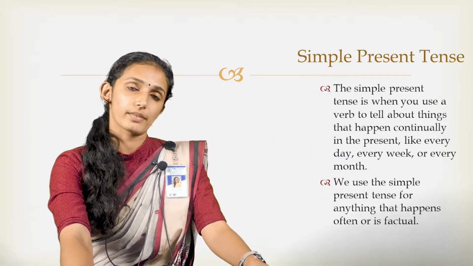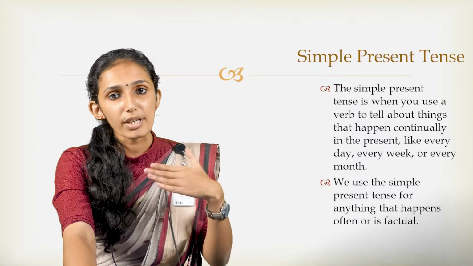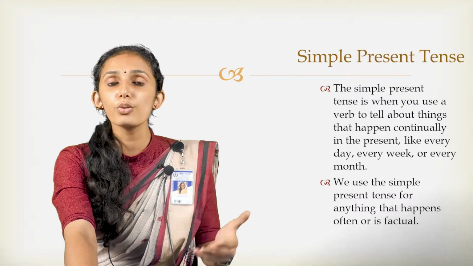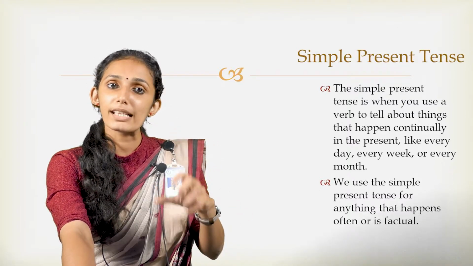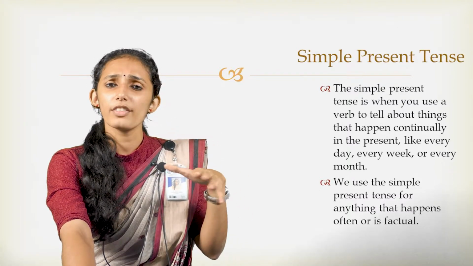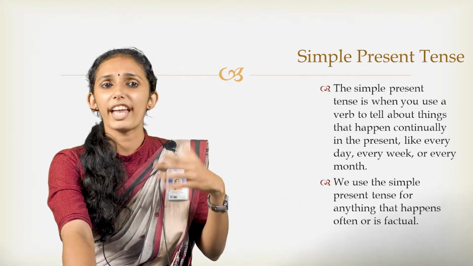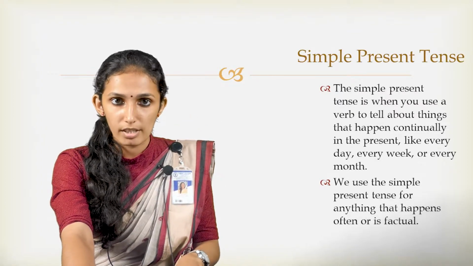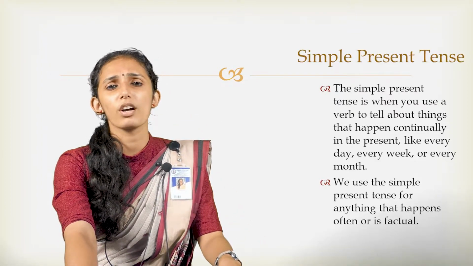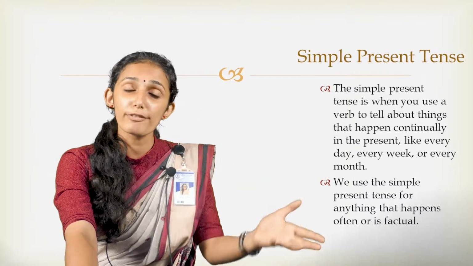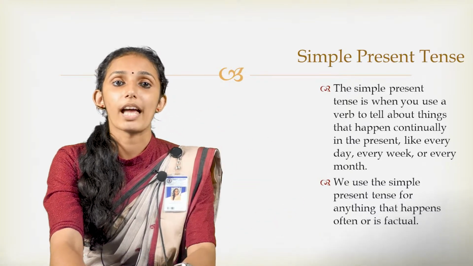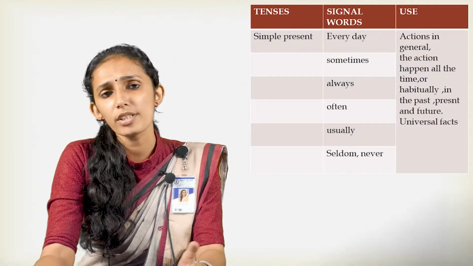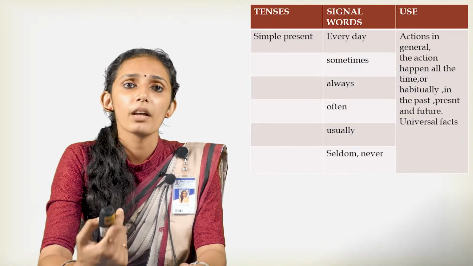Simple present tense. The simple present tense is when you use a verb to tell about things that happen continually in the present, like every day, every week, or every month. We use the simple present tense for anything that happens often or is factual, for universal facts. So here is an example: I go to school every day. This is an action that happens continuously, right?